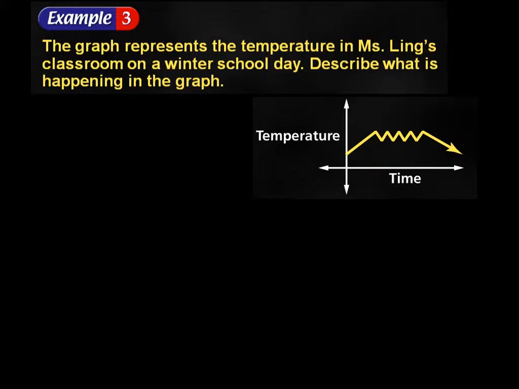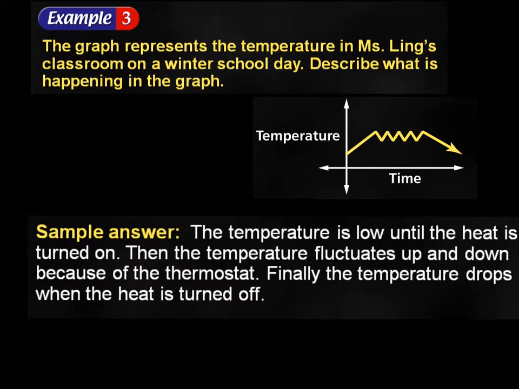The graph represents the temperature in Ms. Ling's classroom on a winter school day. Describe what is happening in the graph. Well, it looks like from some time it is warming up, and then it cools down, warms up, cools down, warms up, until the end of the day, then it cools down again.